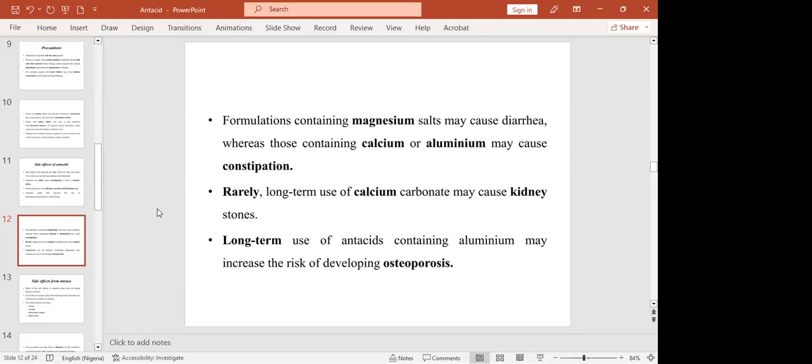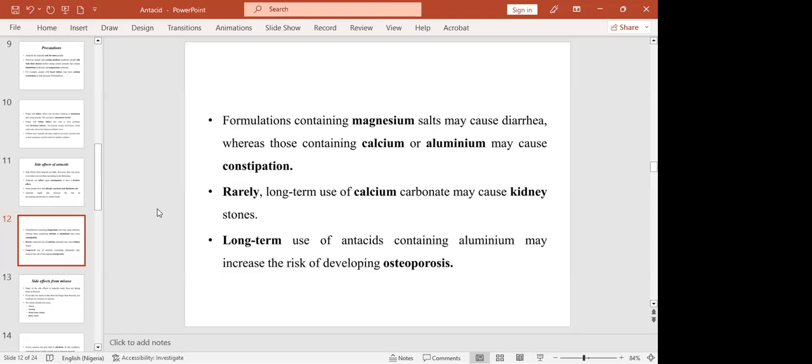So now formulations containing magnesium salts may cause diarrhea. We already said that. So that's why you can use it. You can employ the side effect in a patient who is constipated to induce diarrhea. Then those that are containing calcium or aluminum may cause constipation. So if you have a patient who is having diarrhea, you can also employ this side effect to induce constipation. But rarely will you have a long-term effect from use of calcium carbonate that can cause kidney stone. It is not impossible, but it is very rare, because seldom will you have someone using antacid chronically on a daily basis for more than 2 weeks, except the person is abusing the antacid because the taste is good.